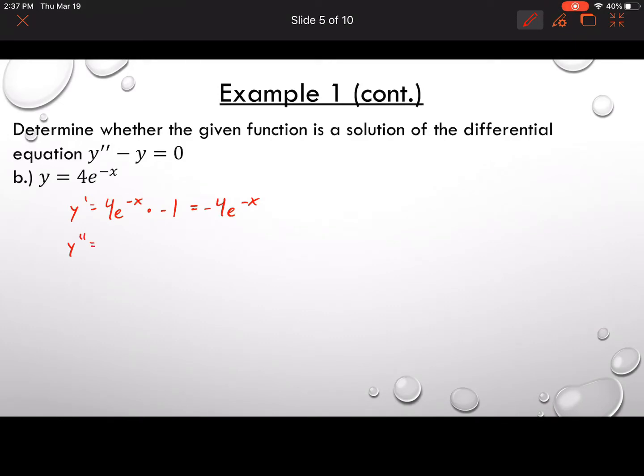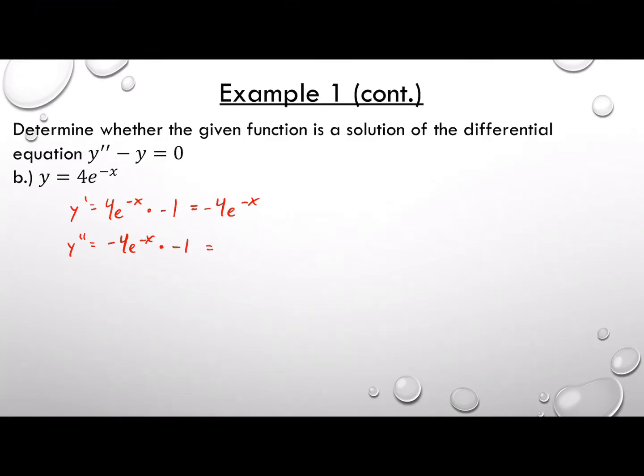Now let's do the double derivative, negative 4e to the negative x. We have to use the chain rule again. Once again, multiply by the derivative of the exponent. Our exponent is once again negative x, so we will be multiplying by negative 1. So this simplifies to positive 4e to the negative x since the negatives just cancel out.